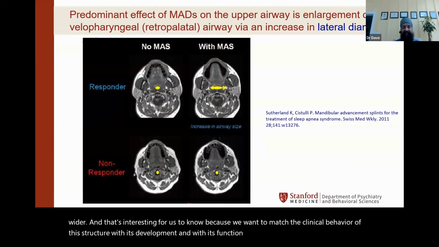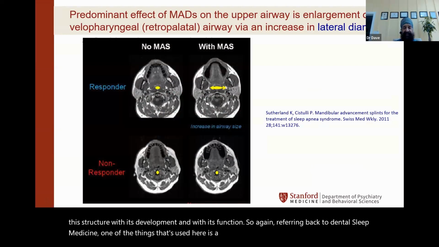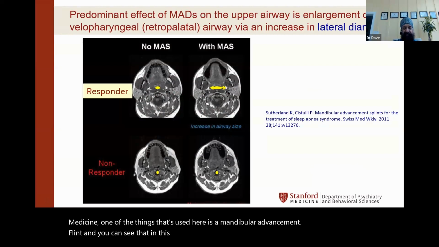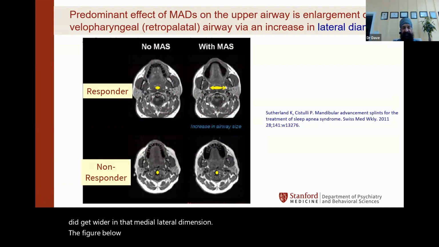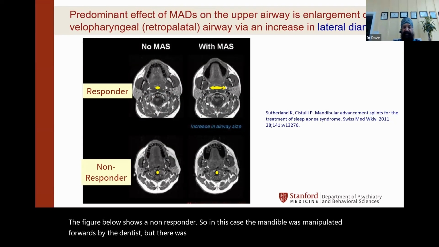So again, referring back to dental sleep medicine, one of the things that's used here is a mandibular advancement splint. And you can see that in this responder, when the mandible was moved forwards, the airway did get wider in that medial-lateral dimension. The figure below shows a non-responder. So in this case, the mandible was manipulated forwards by the dentist, but there was no change in the upper airway. So how do we explain that?